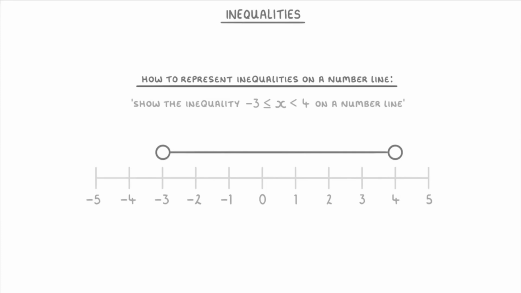Then the last thing we need to do is check if we need to fill in either of our circles. So because it says that negative 3 is less than or equal to x, we know that x can be negative 3 itself. And so we have to fill in the circle above the negative 3. Whereas because x has to be less than 4, we know that x can't be 4 itself. And so we leave the circle above the 4 empty.